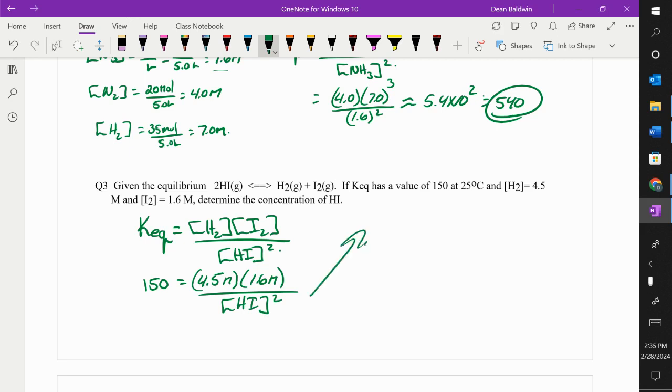All right, math people. What do we do to solve for the concentration of HI? If you multiply that up and divide off the 150, you're going to get the concentration of HI squared is equal to some number. Then you're just going to square root both sides, right?